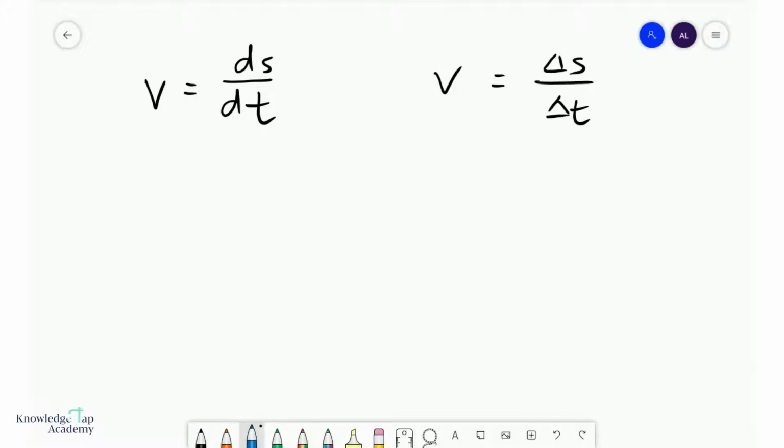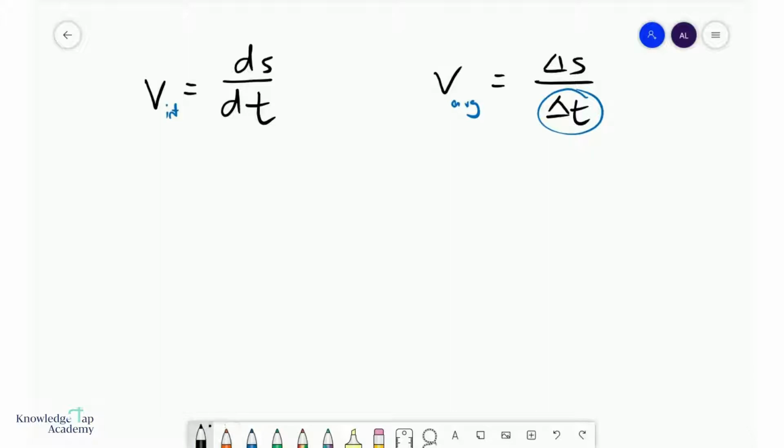When we express it as a differential, ds/dt, we are in fact finding the instantaneous velocity. And when we do it this way, delta s over delta t, we are finding the average velocity over the period delta t. Now, let us understand what this means graphically.